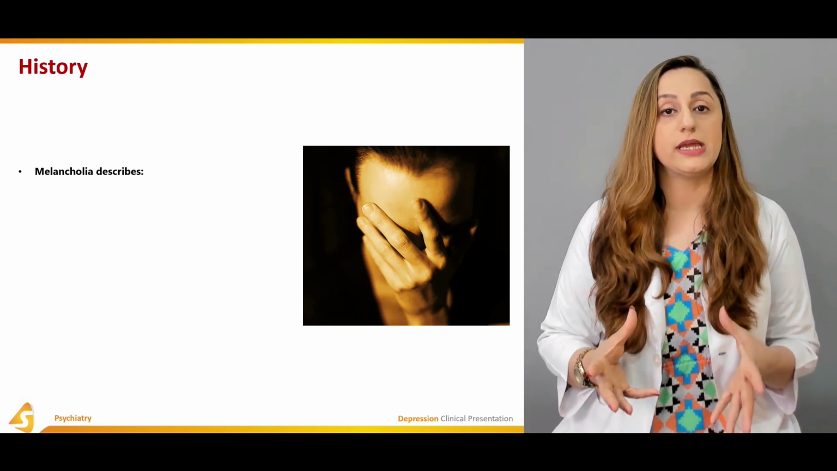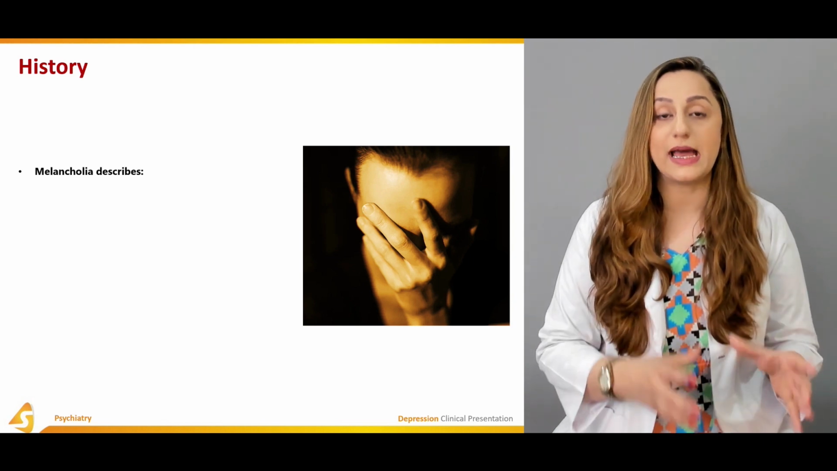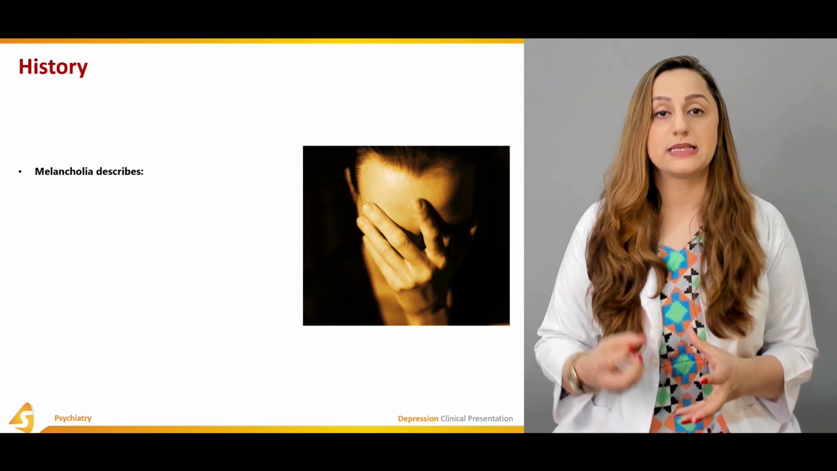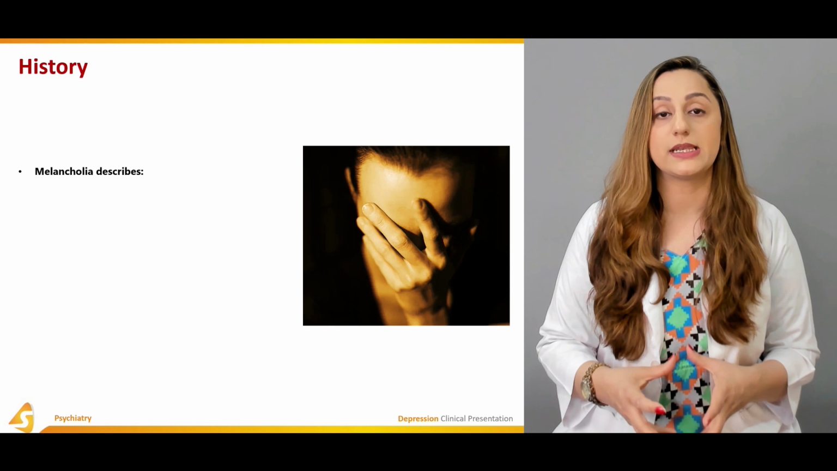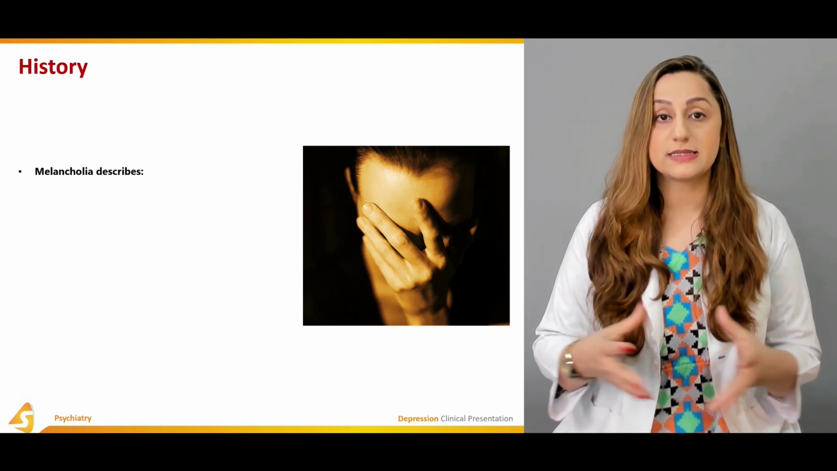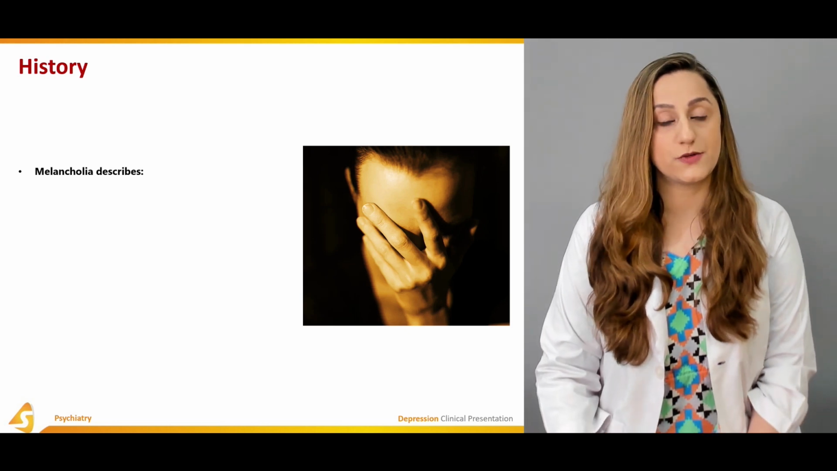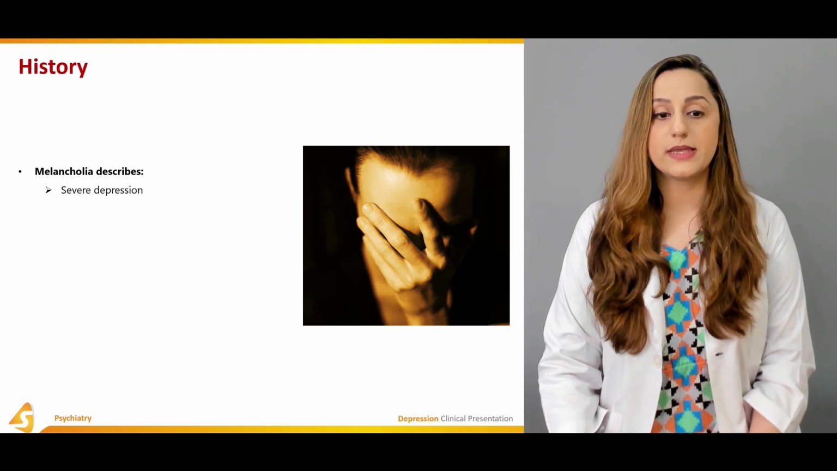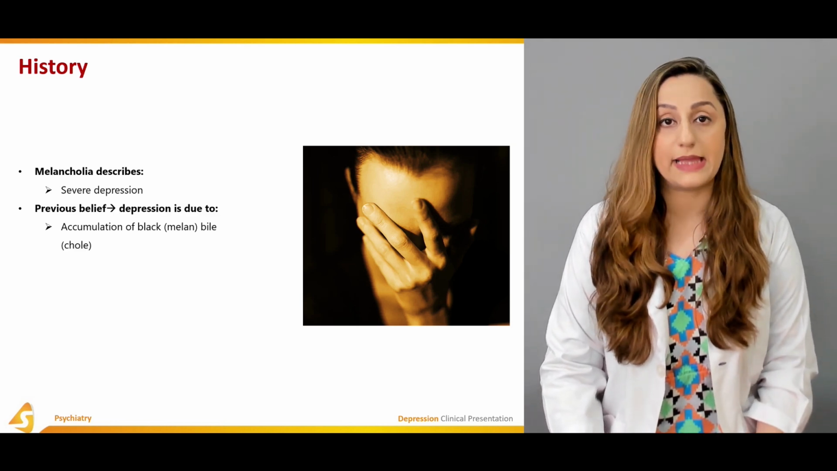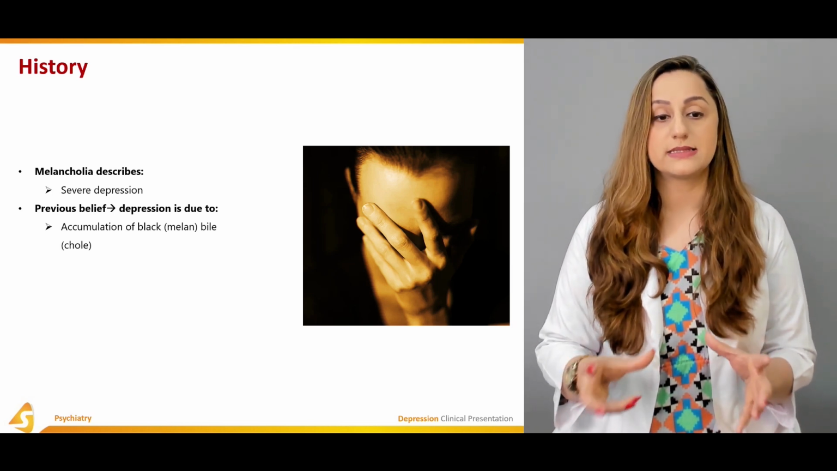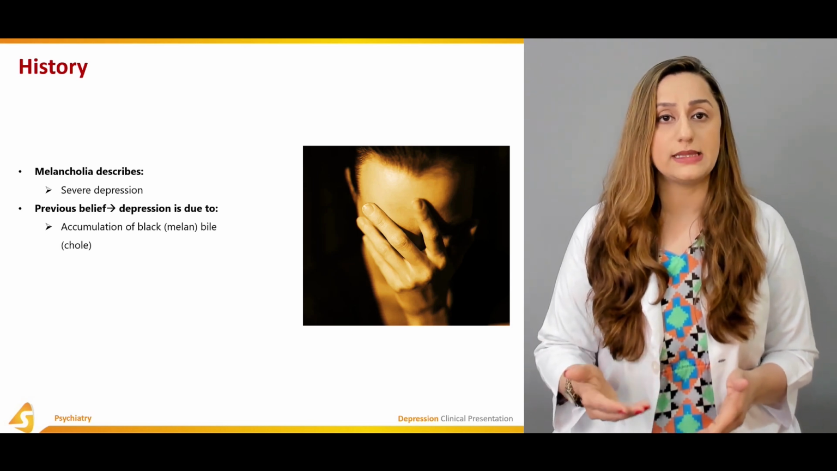Melancholia is a terminology which was used in the past, and when you look at the word, it's founded on two words, melon and cholia. Melon means black, and cholia is the fluid in the gallbladder. So it was thought in the past that due to this collection of black fluid in the gallbladder, the depressive episode comes into play in a person. That's why the terminology melancholia was used for depressive episodes. It describes severe depression, and the previous belief was the accumulation of black bile, and bile is usually termed chole in a lot of diseases, for example cholelithiasis, when we find stones in the gallbladder.